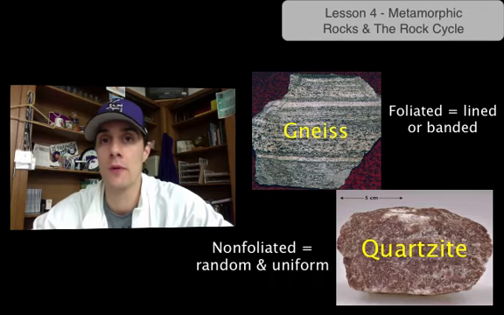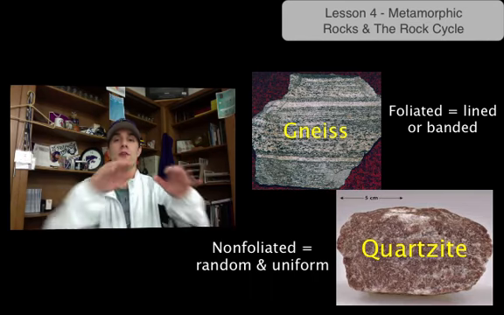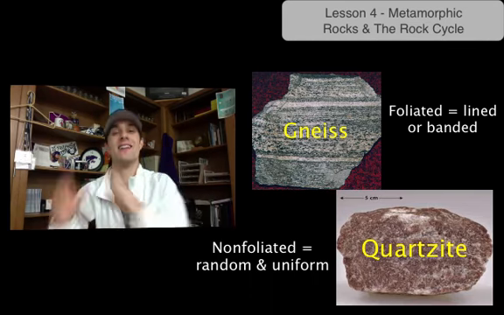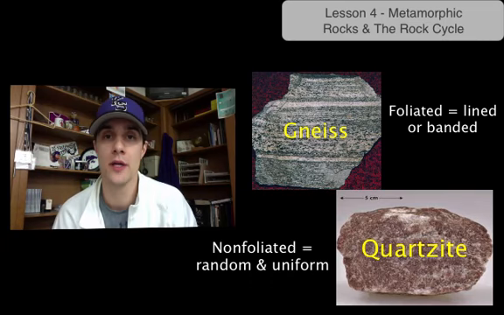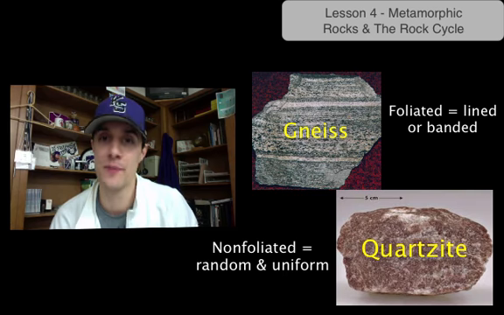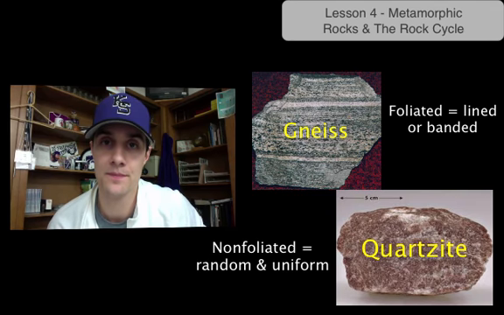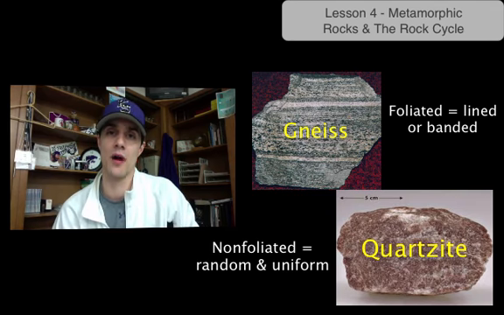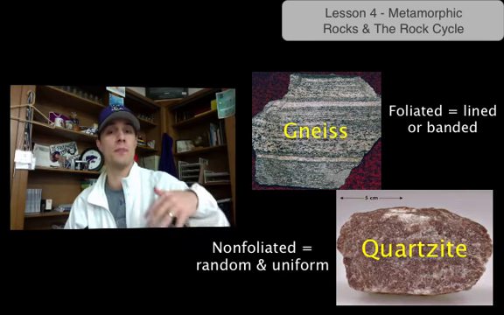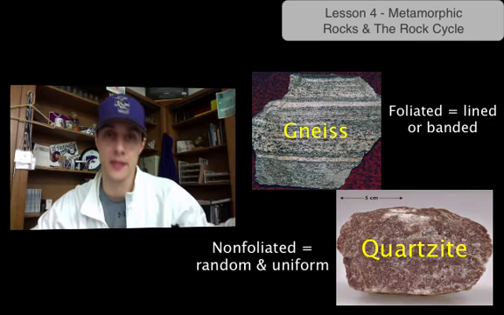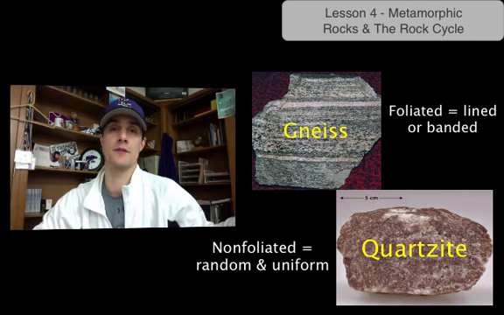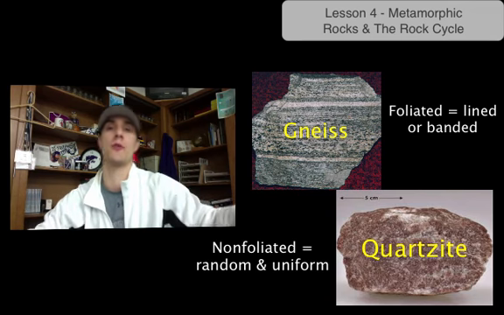forming that metamorphic rock. So foliated, you see some bands and some lines. Non-foliated, absolute random crystalline structure and placement of the sediments and of the minerals that make up that metamorphic rock. And at times it can appear uniform completely in color and appearance. All right, so those are the two different textures that we're going to look at.